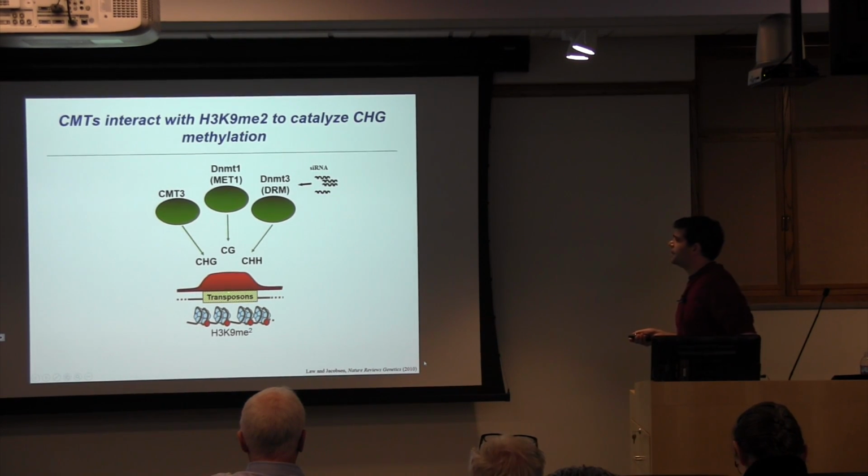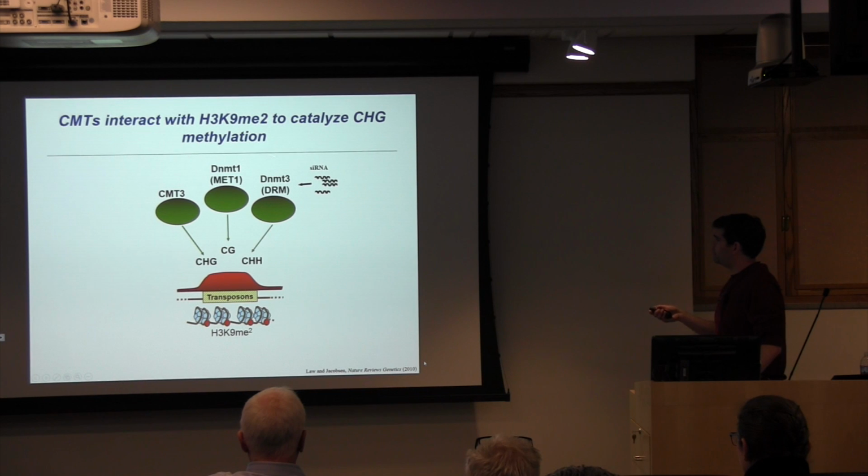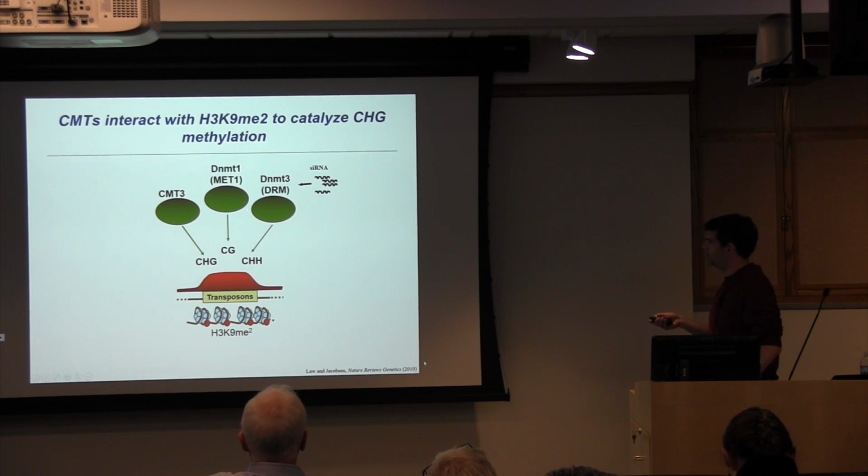And so all kinds of DNA methylation, all these three pathways, converge in transposons. And because these DRMs are not very sequence specific, their methylation is generally referred to as CHH, C anything but G, anything but G, to separate it from the kind that's catalyzed by MET1 and the kind that's catalyzed by CMT3.